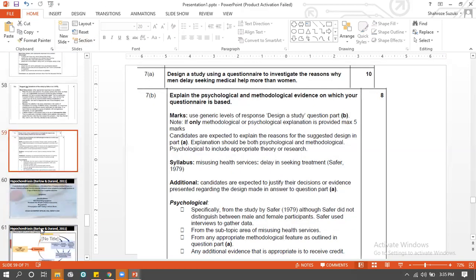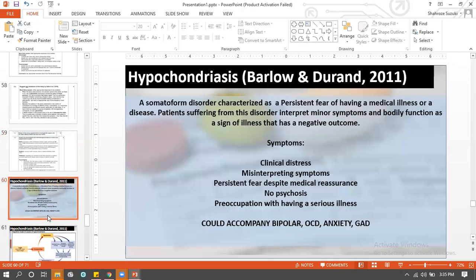Now we come on to the second study of this section.